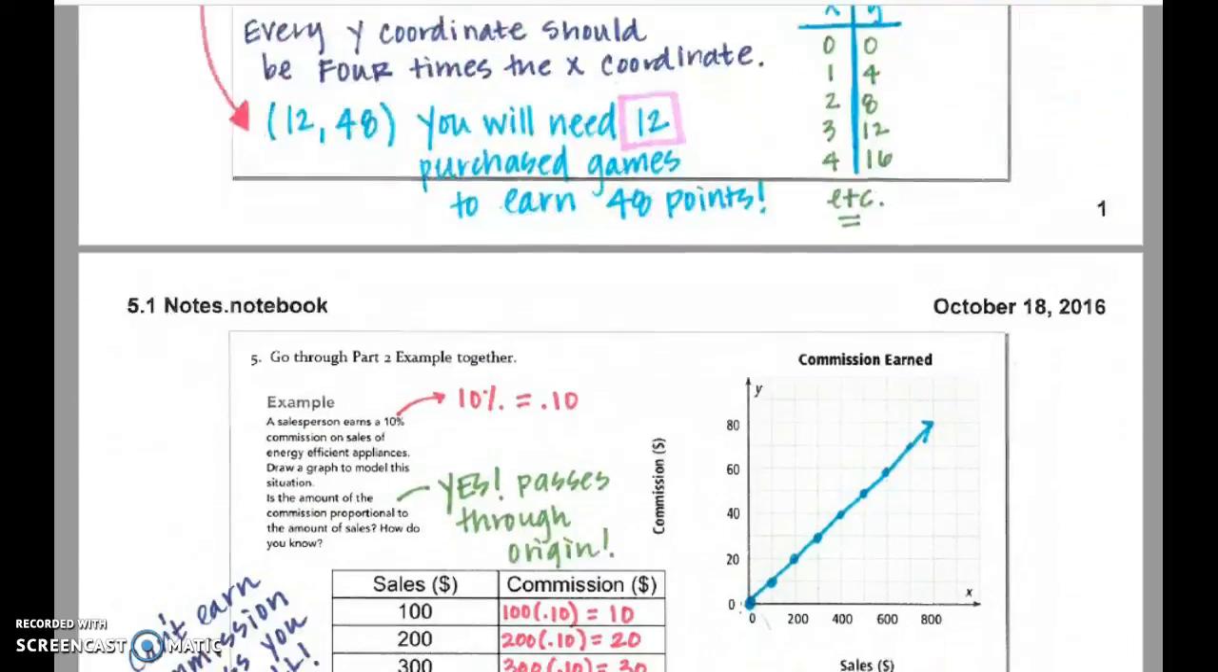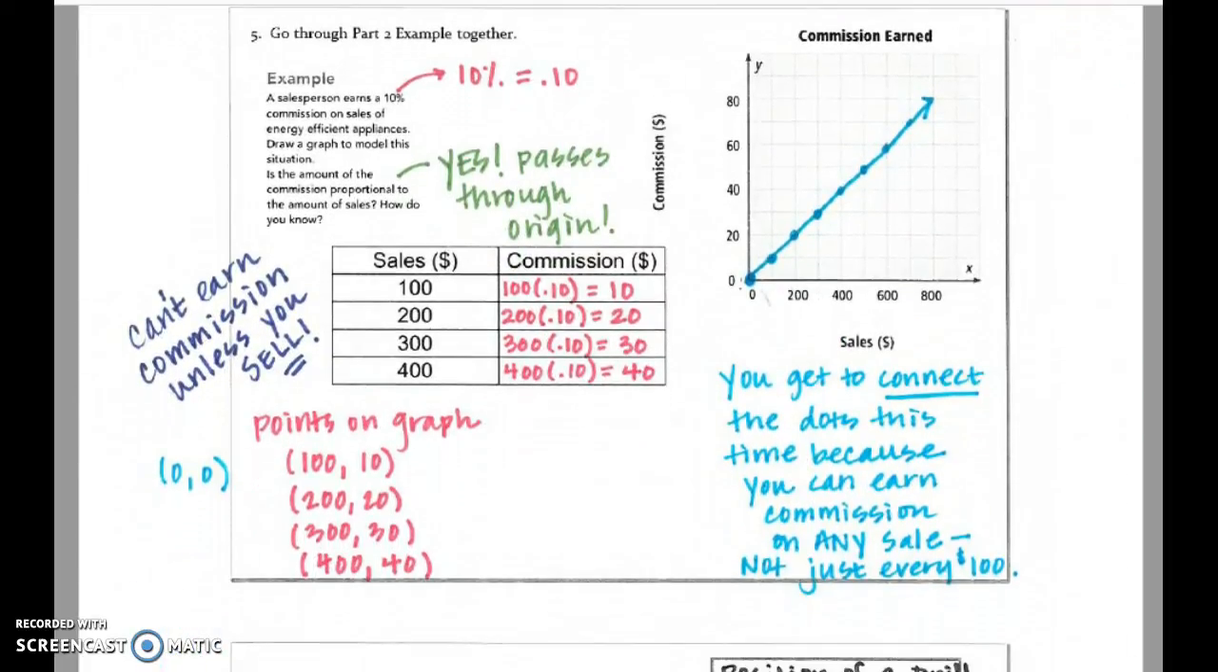Now, the next thing we're going to talk about is going through the part 2 example together. A salesperson earns a 10% commission on sales of energy efficient appliances. Draw a graph. Is it proportional? Is the amount of commission, the amount he makes off of sales, proportional to the amount of sales he makes? I just chose these random numbers to plug in because they're easy to work with: $100, $200, $300, $400. If I earn 10% commission off of that, I take the sales and multiply by 0.10. Why 0.10, you ask? Because 10% equals 0.10 as a decimal.